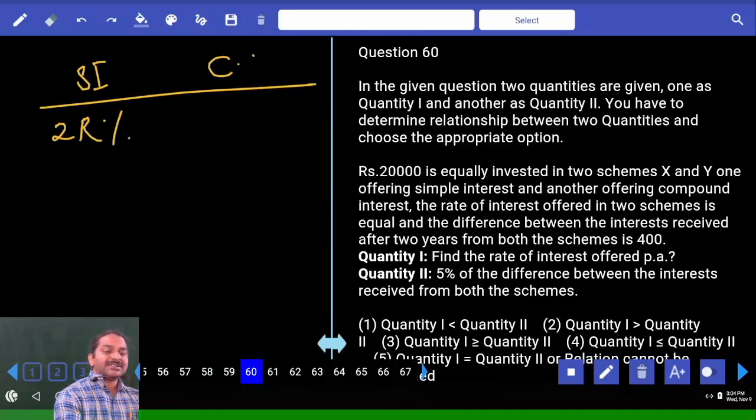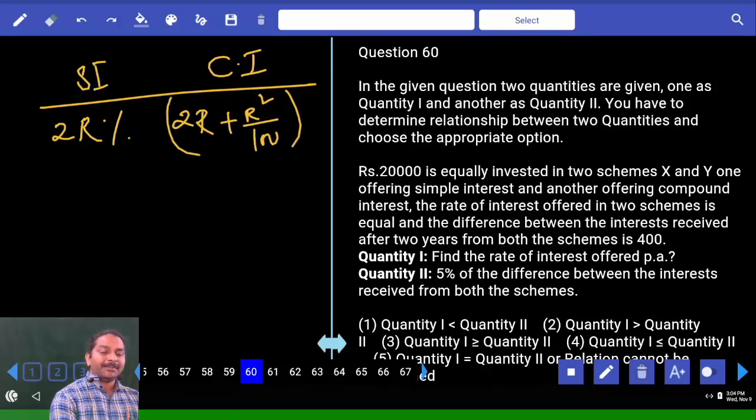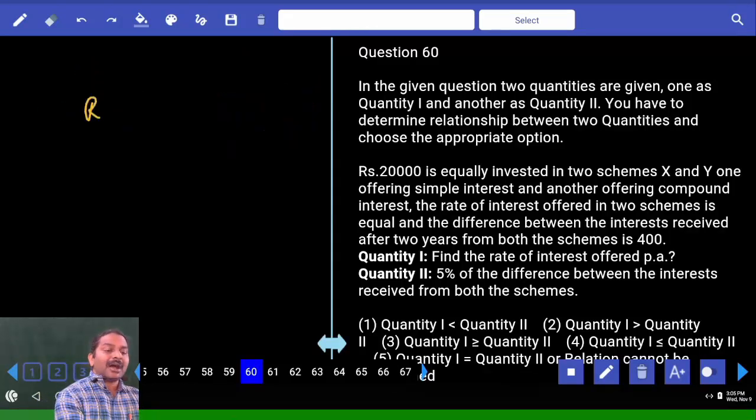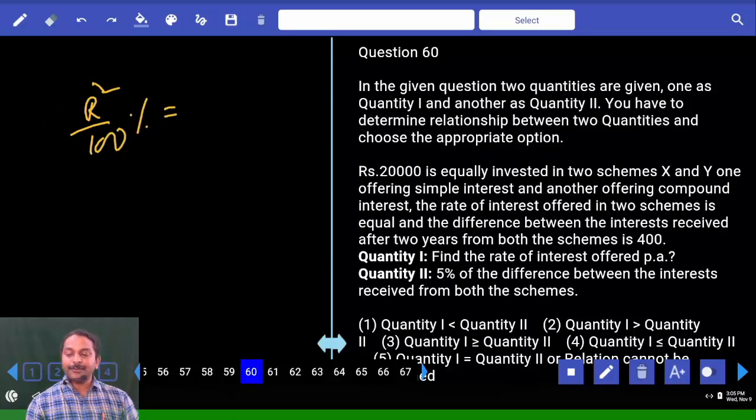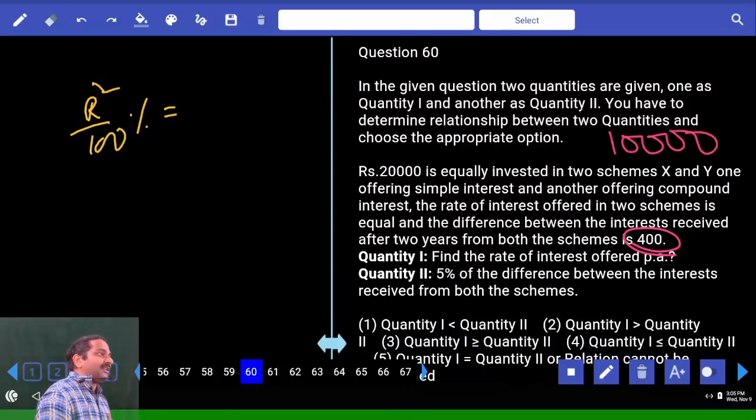What is compound interest? 2R plus R square by 100%. Correct. What is the difference here? R square by 100. So R square by 100% is the difference. In terms of rupees, how many rupees difference we have? 400. That should be calculated on which number? Principal in each case, which is 10,000, right?